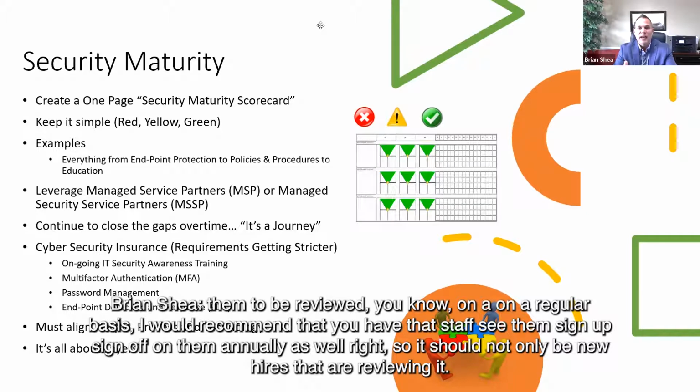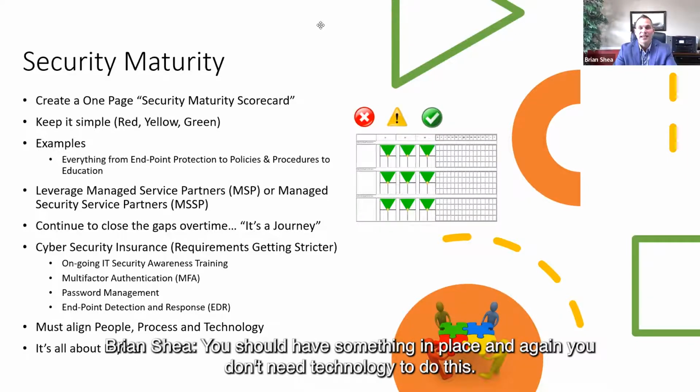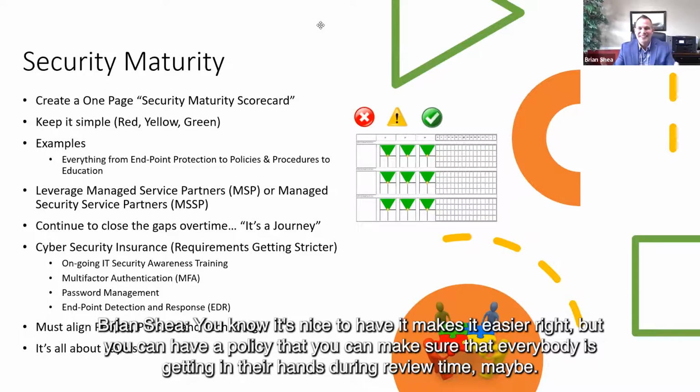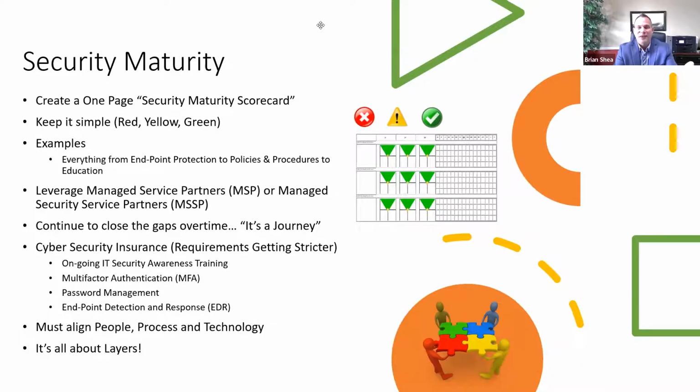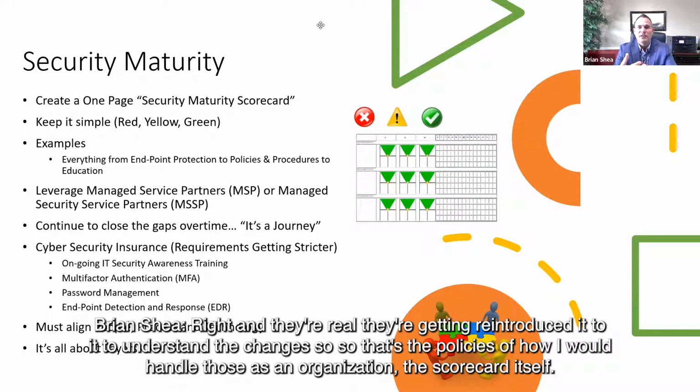I would recommend that you have staff see them and sign off on them annually as well, right? So it should not only be new hires that are reviewing it. You should have something in place. And again, you don't need technology to do this. It's nice to have it, makes it easier, right? But you can have a policy that you make sure everybody is getting in their hands during review time, maybe, right? And they're getting reintroduced to it to understand the changes. So that's the policies and how I would handle those as an organization.